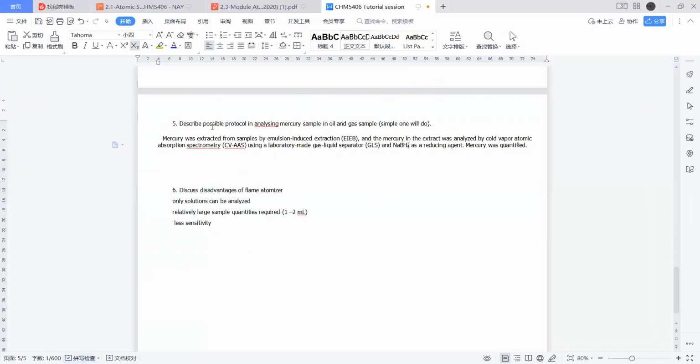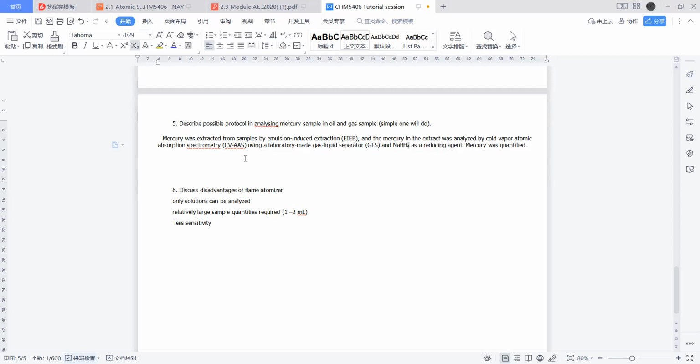Question: describe possible protocols in analyzing mercury in oil and gas samples. My answer is mercury was extracted from samples by emulsion, and the mercury in the extract was analyzed by cold vapor atomic absorption. Using a laboratory-made gas, mercury was quantified. I searched for it. This method, okay, it's okay.